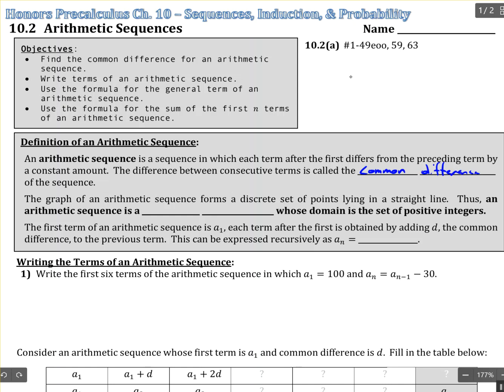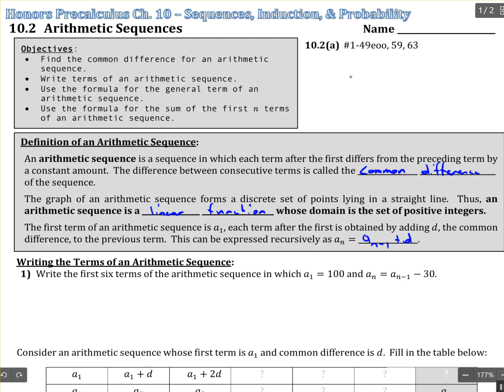The graph of an arithmetic sequence forms a discrete set of points lying in a straight line. Thus, it is a linear function whose domain is a set of positive integers. And the first term of an arithmetic sequence is A1, and each term after is obtained by adding D. So if we write a recursion formula for this, I take the previous term and I add D to it, where D is the common difference.